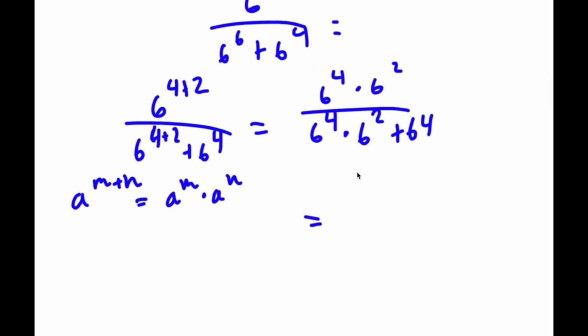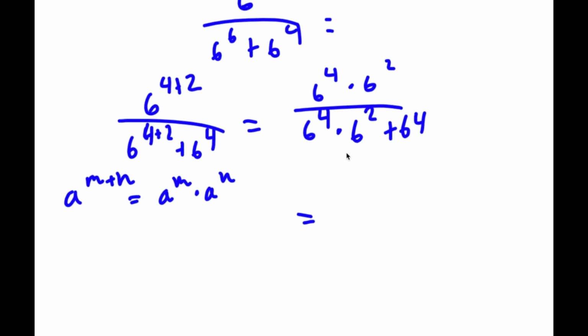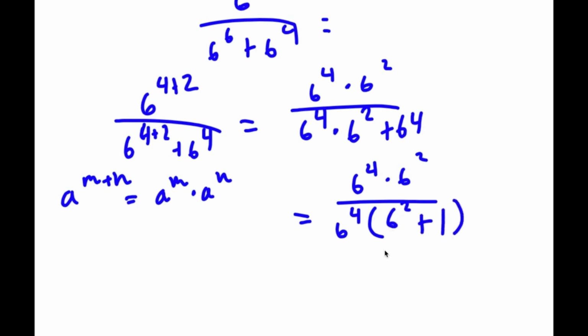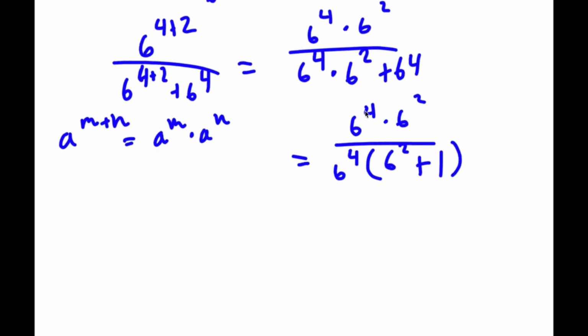Now I'm going to go ahead and factor out 6 to the power of 4 in our denominator. So I have 6 to the power of 4 times 6 squared divided by 6 to the power of 4 times. Now 6 to the power of 4 times 6 squared divided by 6 to the power of 4 is simply 6 squared plus 6 to the power of 4 divided by 6 to the power of 4 is 1. And now, because we have two 6 to the power of 4s, these two can cancel out. So now we have 6 squared divided by 6 squared plus 1.